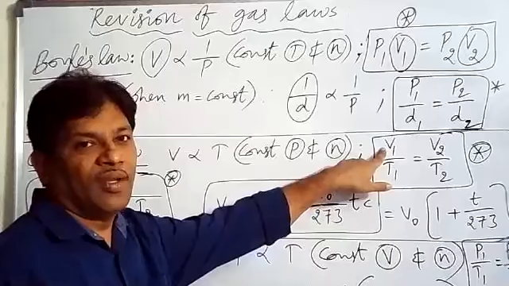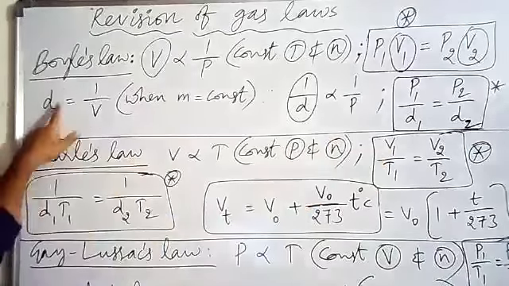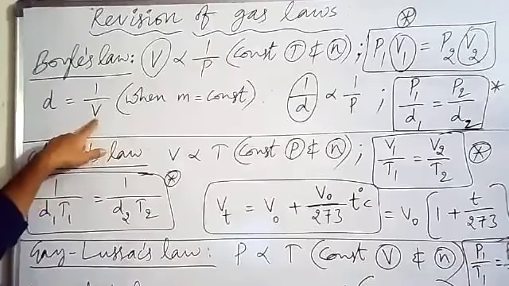1 by d1. Mass is constant in this case also. When mass is constant, d is equal to 1 by v. Then v is equal to 1 by d.